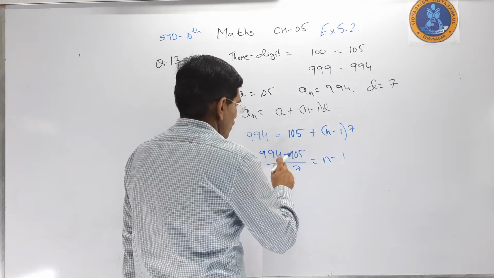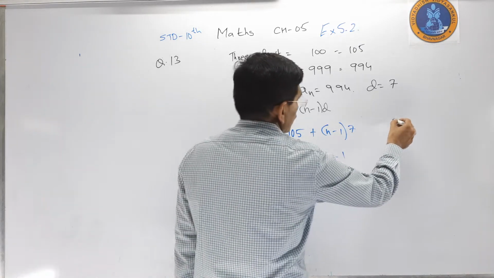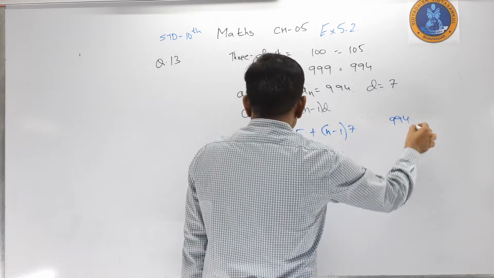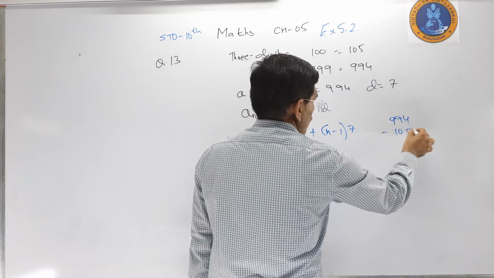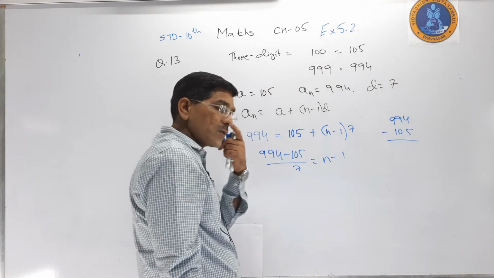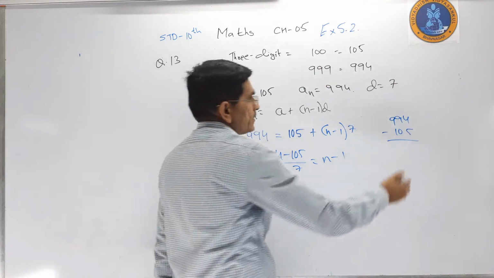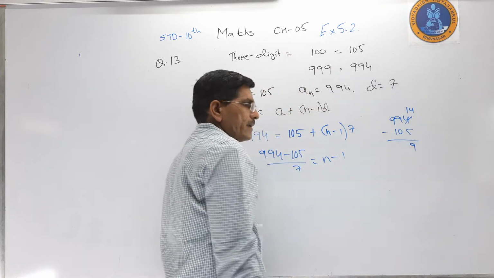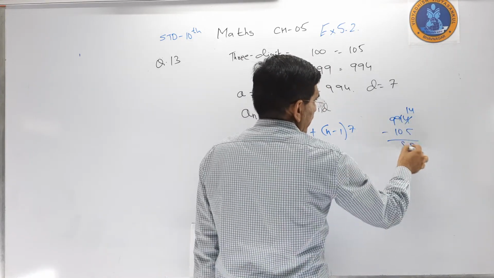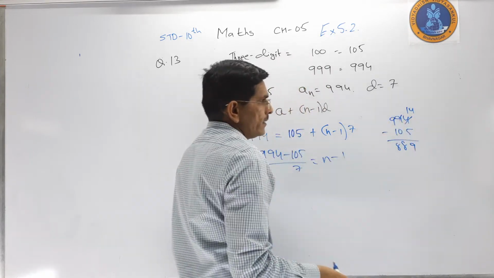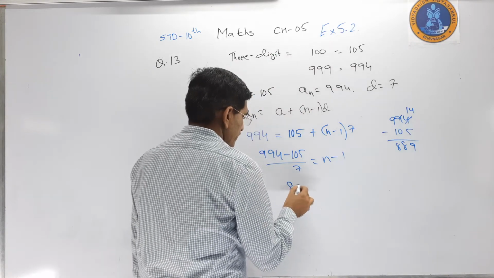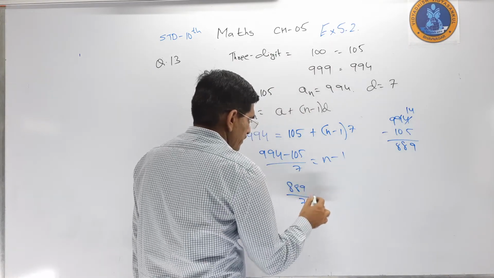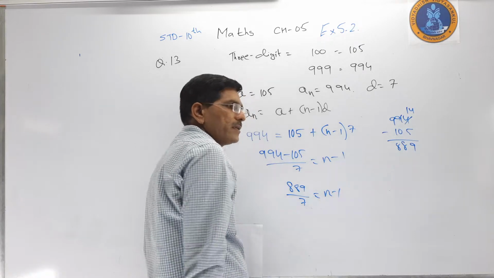So that is 994 minus 105. If you subtract it, we get 889. So 889 divided by 7 is n minus 1.